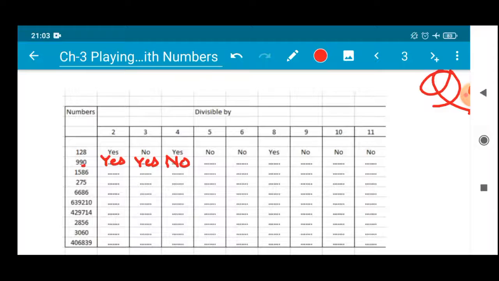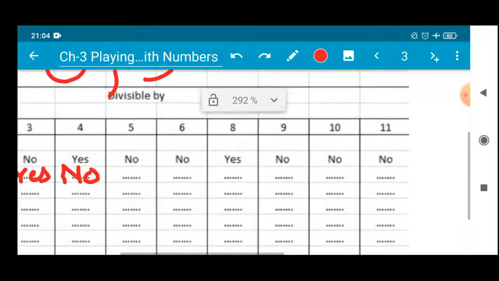So for 5, is 990 divisible by 5 or not? In the divisibility rule of 5, they have said that if the last digit, in the unit position, is 0 or 5, then yes, the number is divisible by 5. In the number 990, you can see that the unit digit is 0, right? So we will write here yes, the number is divisible by 5.